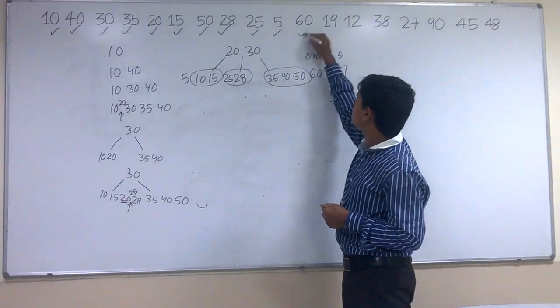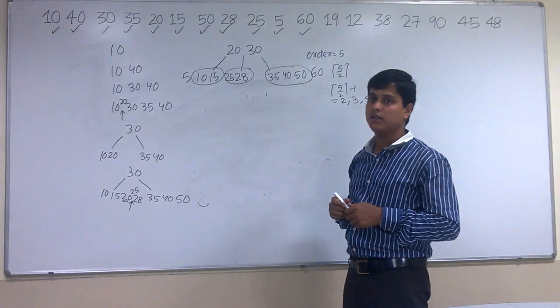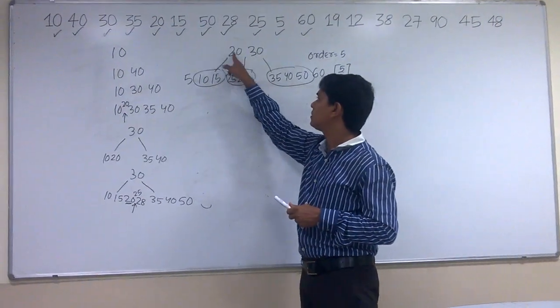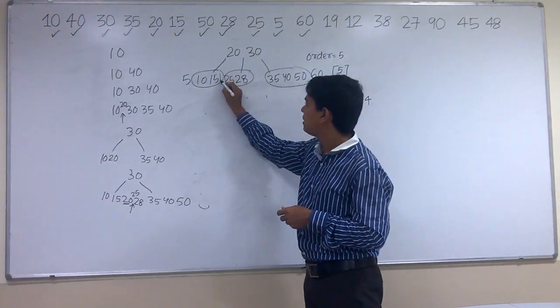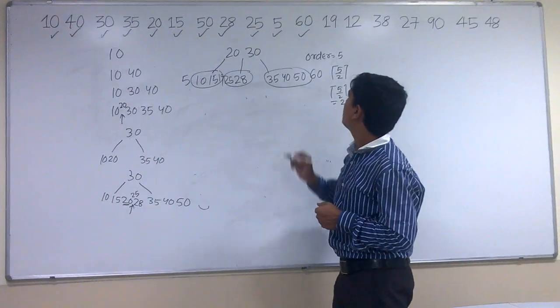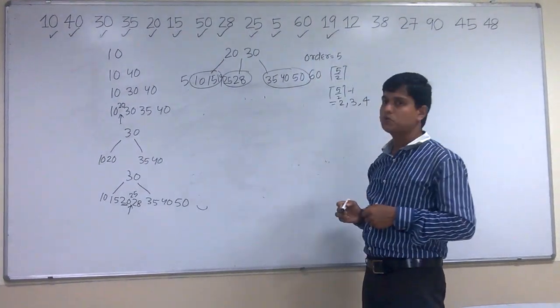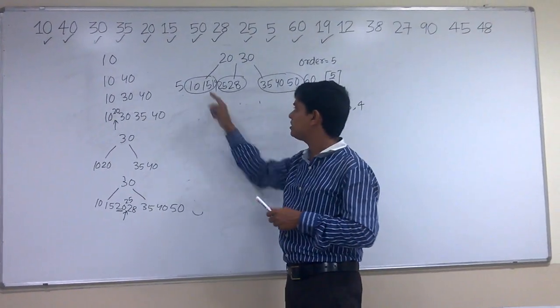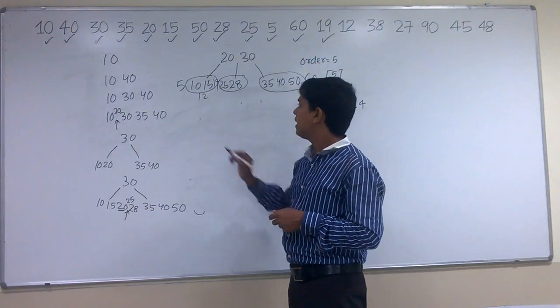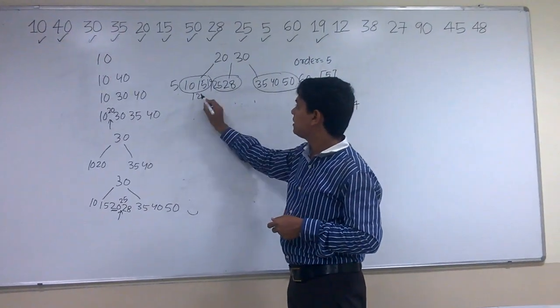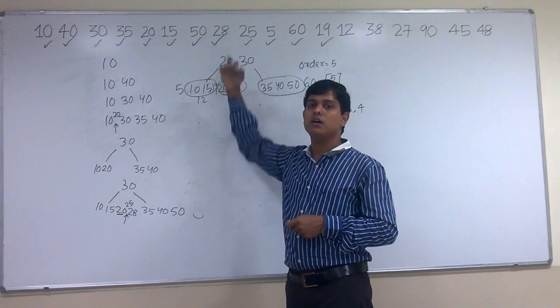Next item to be inserted is 19. 19 is less than 20, so it will be placed in this position. Next node to be inserted is 12, and 12 is some intermediate position between 10 to 15. Again it will violate that rule, so I need to move the 12 to the root node.